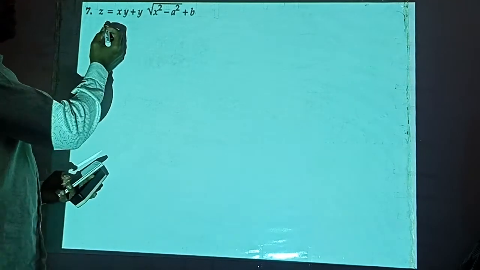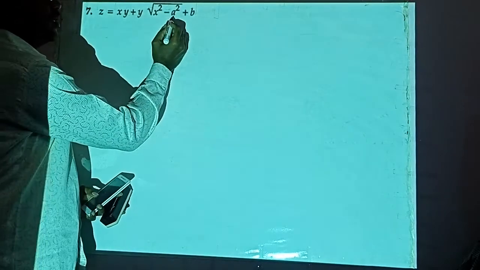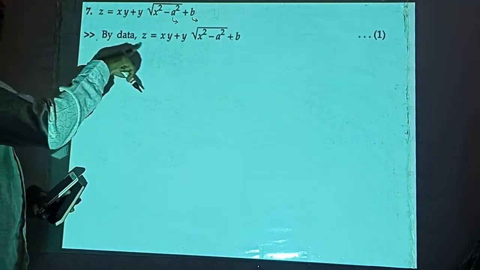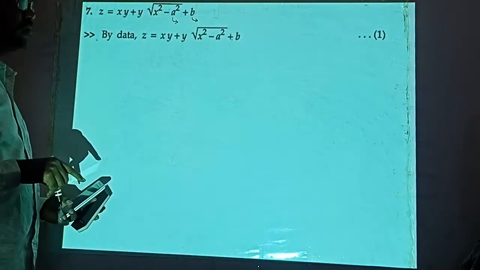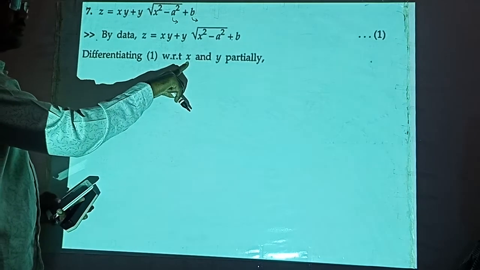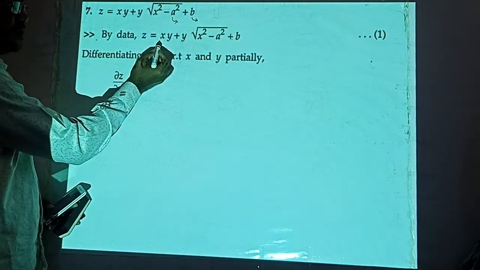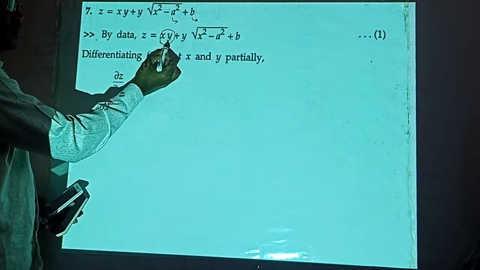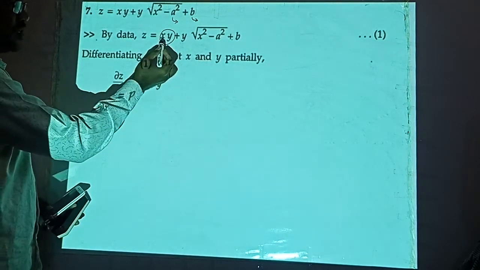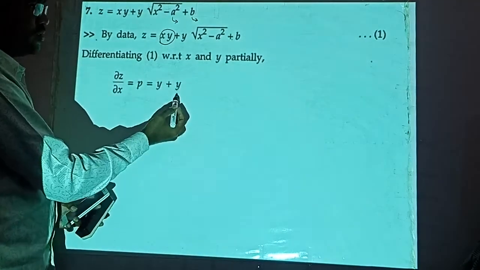Let us take the next problem. We need to form the partial differential equation by eliminating the arbitrary constants a and b. By data, this is the given function. Let us call this as equation number 1. Differentiating partially with respect to x and y, dou z by dou x is equal to, if you differentiate partially with respect to x, y is constant, y as it is, here y as it is, differentiation of x is 1 plus y is constant as it is.